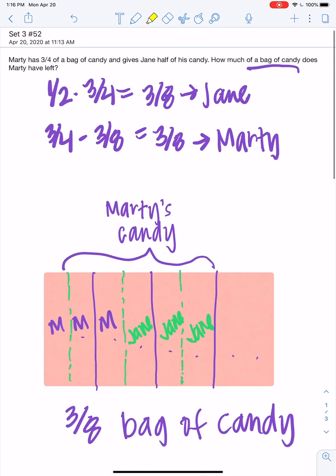Marty has 3/4 of a bag of candy, and he gives Jane half of a bag of candy. How much of a bag of candy does Marty have left? You'll note what is different here, I'll highlight this in yellow, is this piece right here. The problem almost looks identical to the one above. Marty has 3/4 bag of candy, and it's also dealing with a half of a bag. But what's different is he gives Jane half of a bag of candy. Now let's look up here at what it said. It said half of his candy. So that's different. He's giving Jane half of a bag of candy.